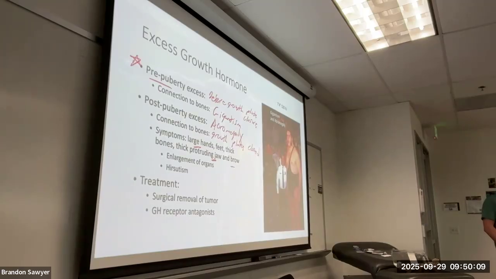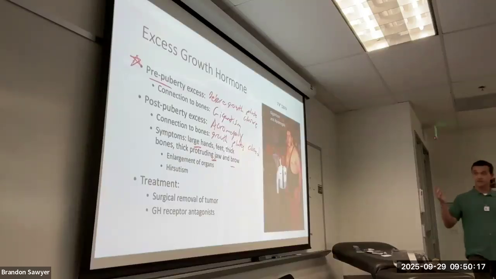But yeah, he had both. He just had continued excessive growth hormone release throughout his whole life, and so got really tall, got really big. He eventually died of heart failure. So enlargement of organs, including the heart, is something that happens.